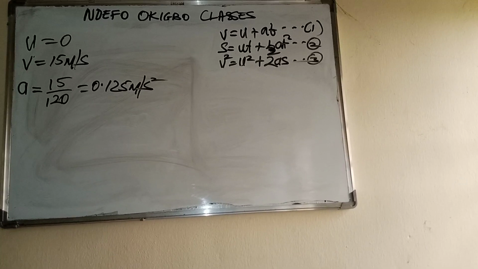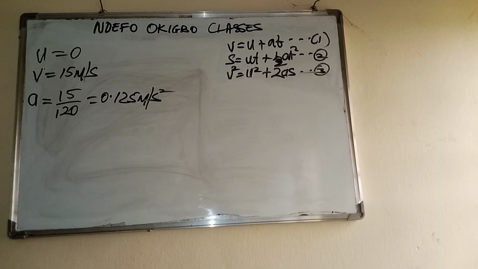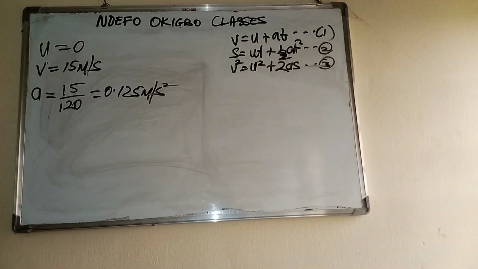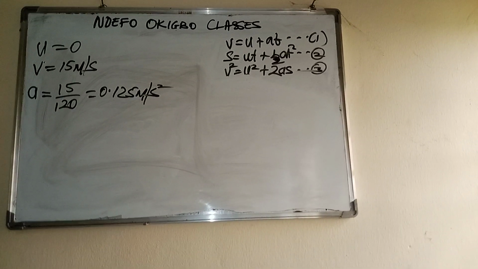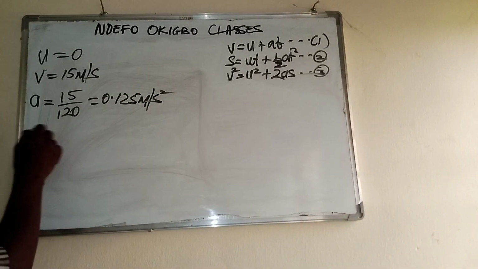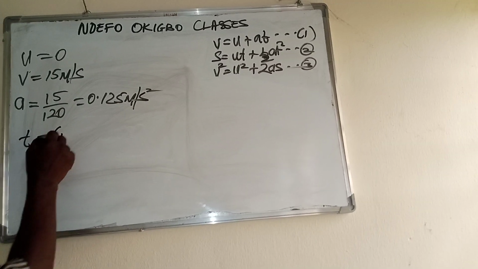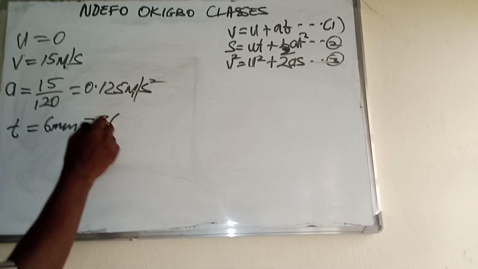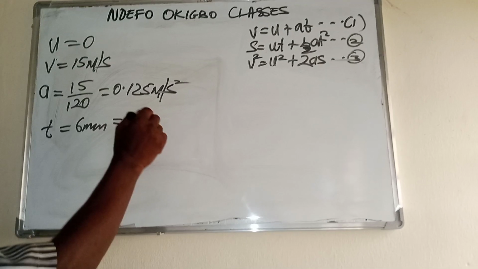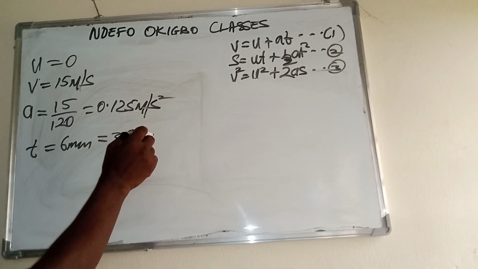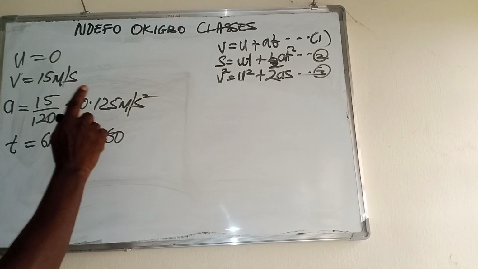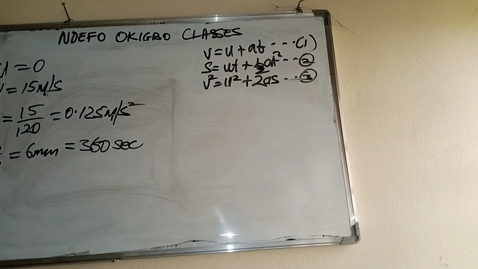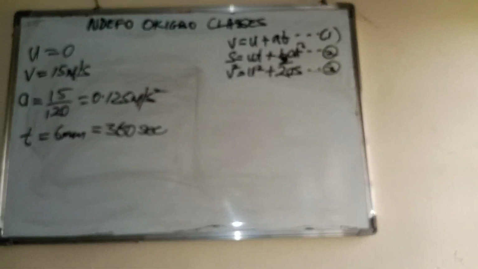And he said that this vehicle traveled at this velocity for 6 minutes. So the time he used to do this is 6 minutes, which is equal to 360 seconds. That is 6 times 60 seconds, since 1 minute is 60 seconds. So he gave you 360 seconds.